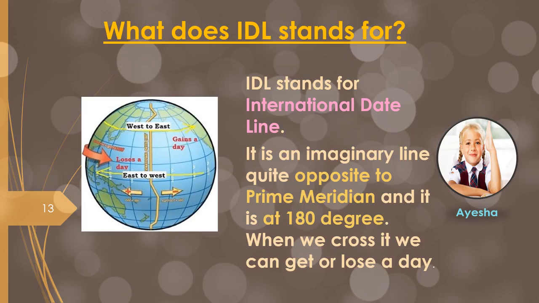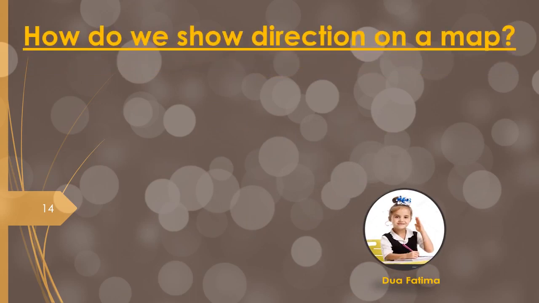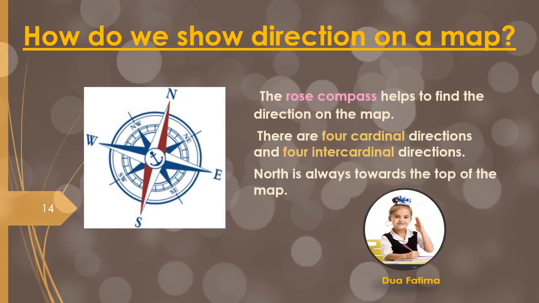I am impressed. The next question is again from intelligent Dua. Are you ready? Should I ask a question? Fine. The question is, how do we show direction on a map? Sir, the compass rose helps us to find the direction on the map. There are 4 cardinal directions and 4 intercardinal directions. North is always towards the top of the map. You impressed me, Dua. Students, by the 4 cardinal directions, which are north, south, east and west, and the 4 intercardinal directions, we can easily find the directions on the map.